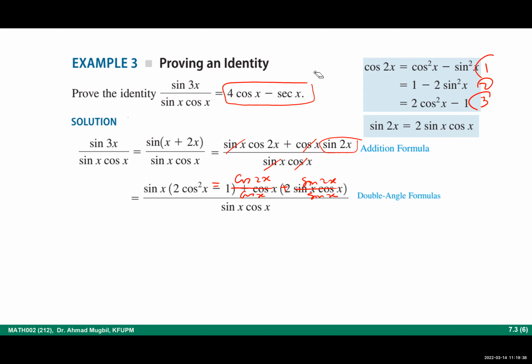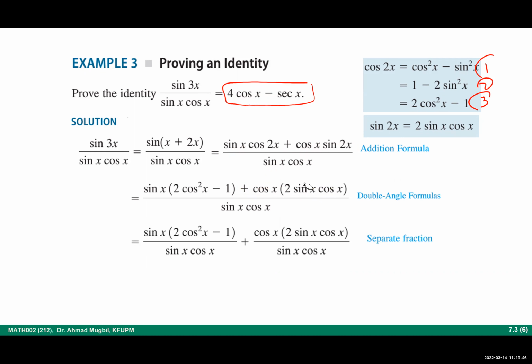Let's see what he did. Oh, he didn't distribute. He will distribute in the next step. It's okay. Now, what we will do, we will distribute or separate the fractions. Then we can cancel now. Oh, it is better. I know why he delayed that to this time. Now we have double cancellation here. So we will have now 2 cosine squared x minus 1 over cosine x plus 2 cosine x.